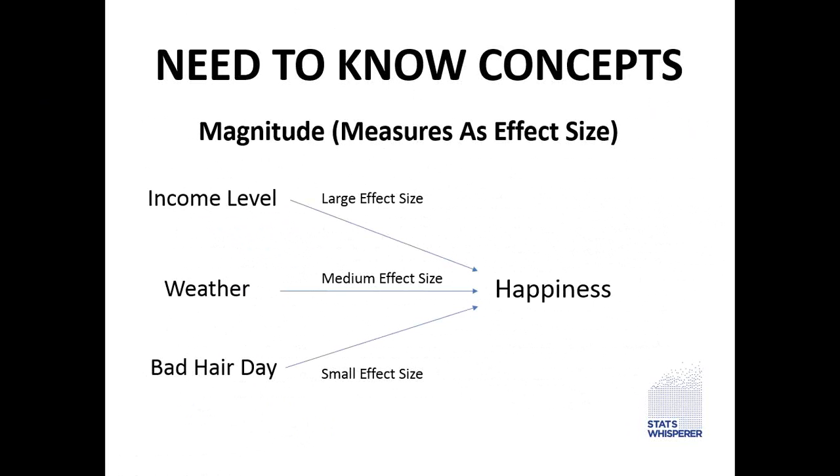So you could see when you only look at the significance, you're leaving out a great part of the story, right? Because having a bad hair day might be significantly related to happiness, but relative to your income level, having a bad hair day might not even matter. But if you leave the analysis at only significance, that's passed over. So that huge part of the story is just passed right over.